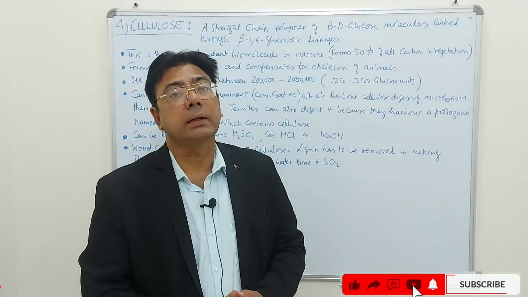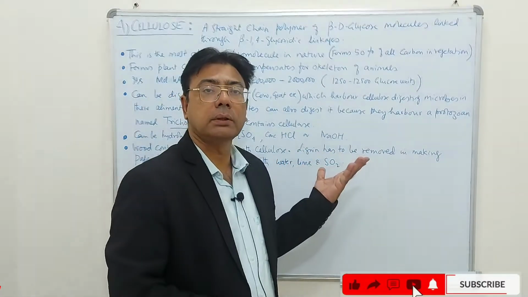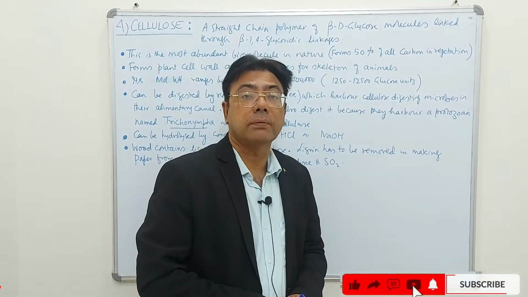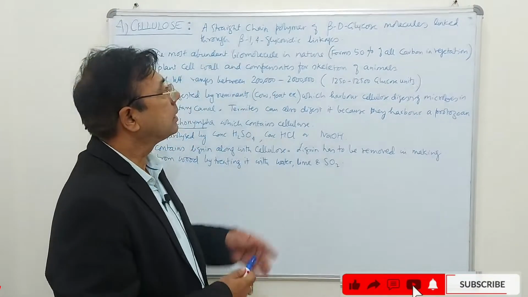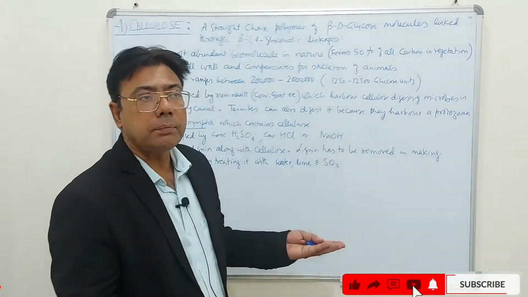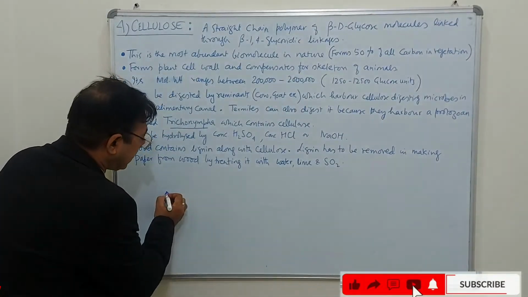Talking about the chemical structure of cellulose, unlike amylose, amylopectin or glycogen described earlier, which were polymers of alpha D glucose, cellulose is a polymer of beta D glucose, and is formed by linking together beta D glucose molecules through beta 1,4 glycosidic bonds.